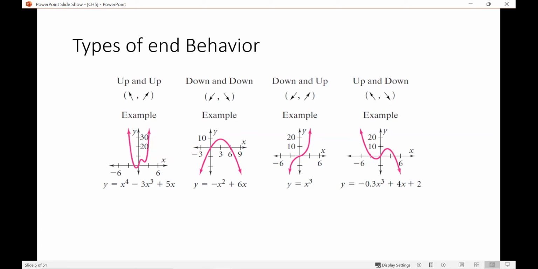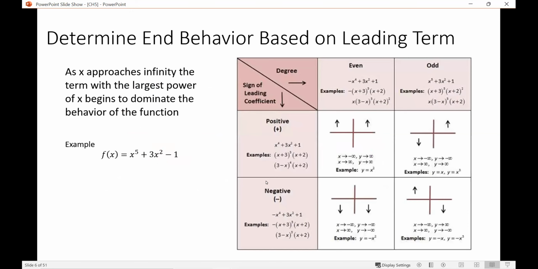Okay, so that's the first thing to look for: the degree of your polynomial will tell you whether your end behavior is going to go in the same direction or in opposite directions. And then beyond that, the sign of your leading coefficient will tell you which of the two it is. So here's how it works. You want to look at your degree.